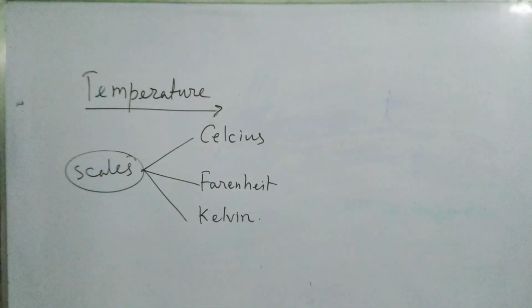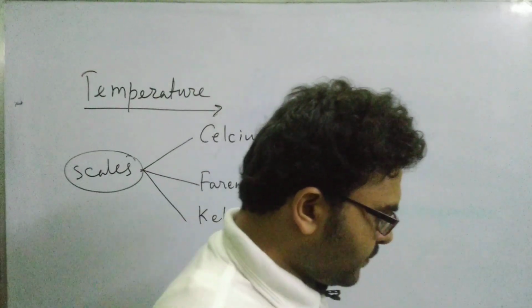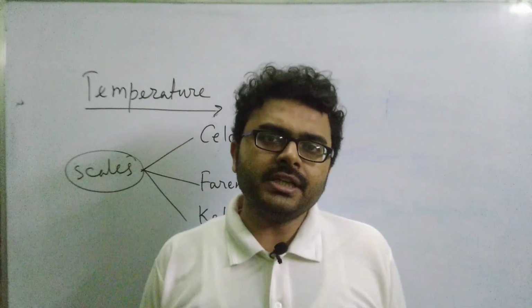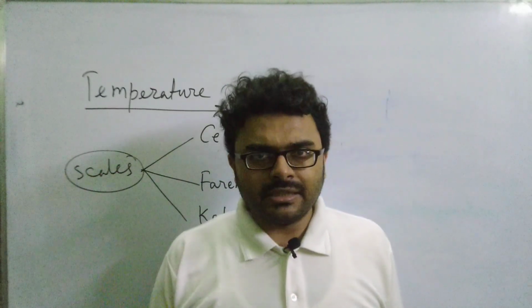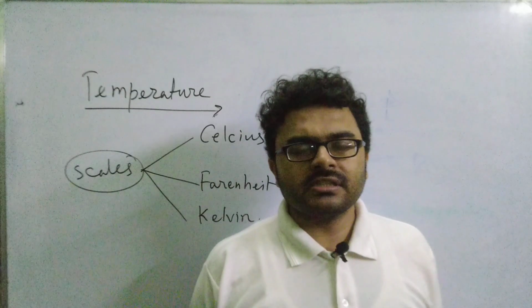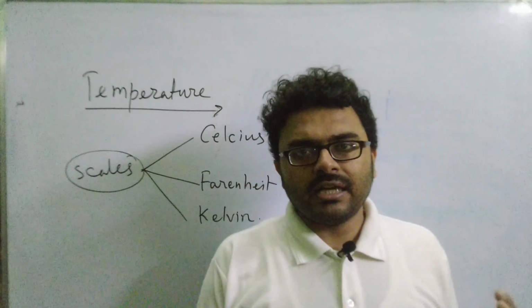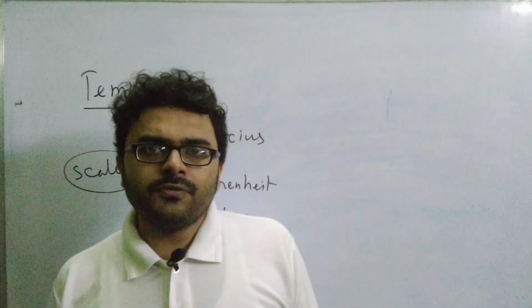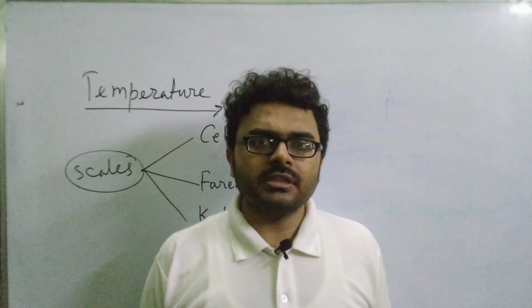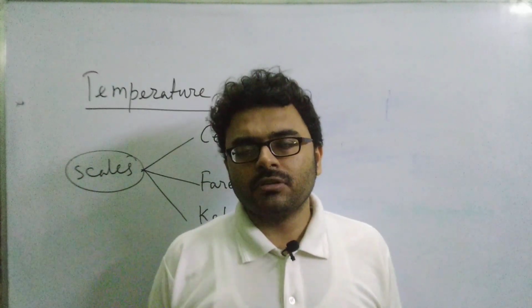Now, these three scales have different numbers of divisions. Okay, in these scales, you see that all of them have a steam point and an ice point. What is the steam point and ice point? See, the particular value in a particular scale at which water freezes into ice, or rather say ice melts into water, that point is called the ice point. Whereas the particular value in a temperature scale where water starts boiling and gets converted into steam is called the steam point.